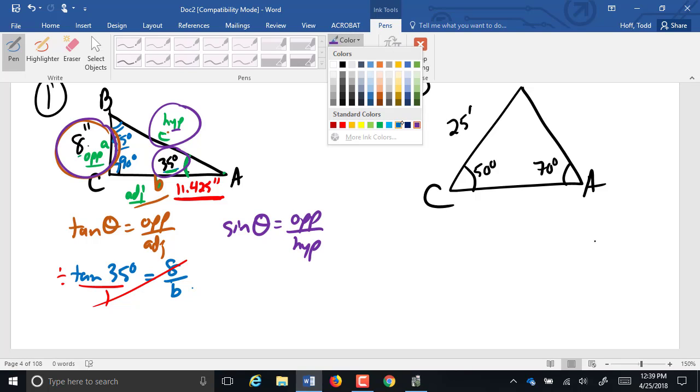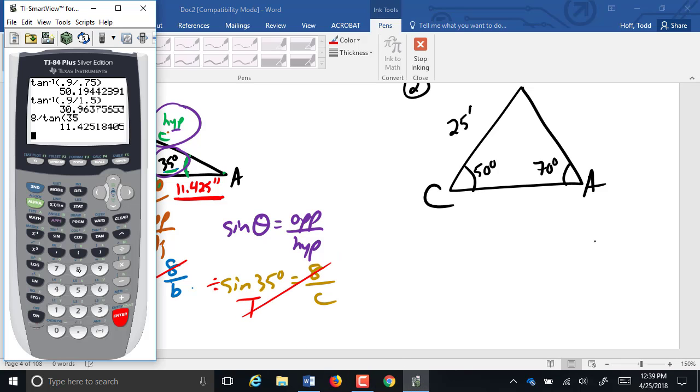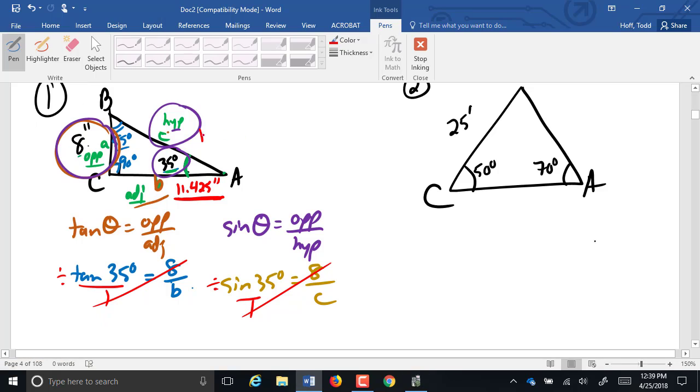So I write down that definition and then I'll fill in what I have. I have the angle of 35. Opposite side is still 8. I am looking for C, the hypotenuse. Cross multiply and divide. 8 divided by sine of 35 is 13.948 inches.